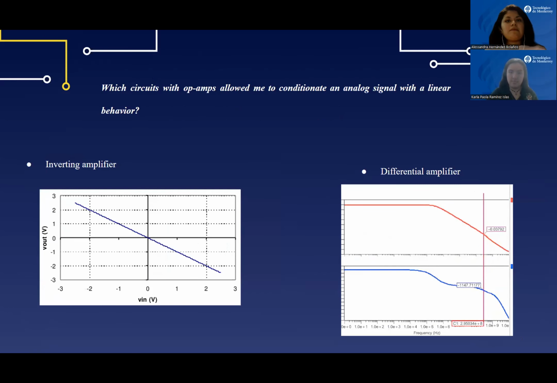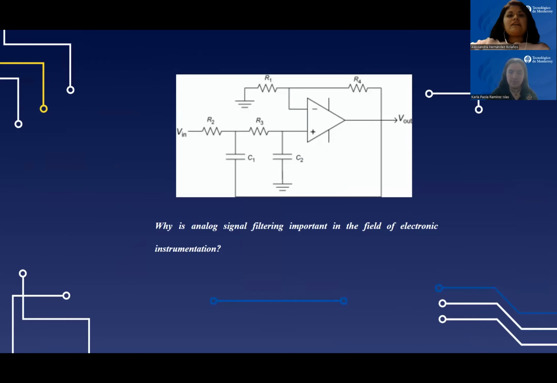It can be presented in an inverting amplifier and a differential amplifier. In these two images, we can appreciate this behavior in each amplifier. We can summarize that signal conditioning guarantees the accuracy of measurements. Signal conditioning protects the desired signal from unwanted components or effects using isolation or filtering.